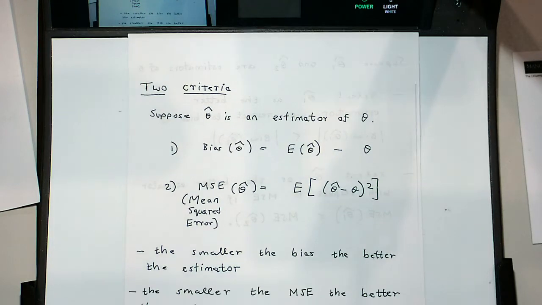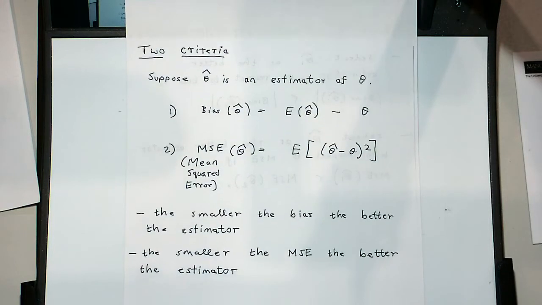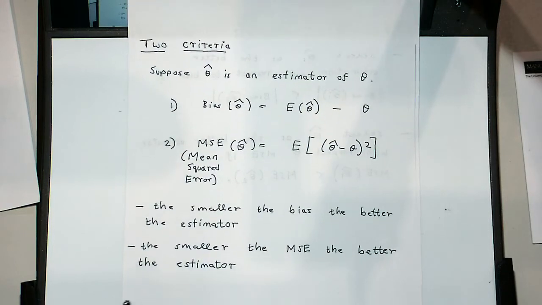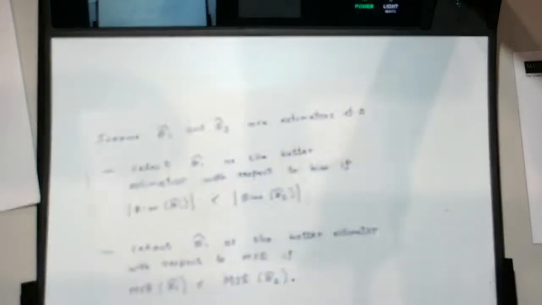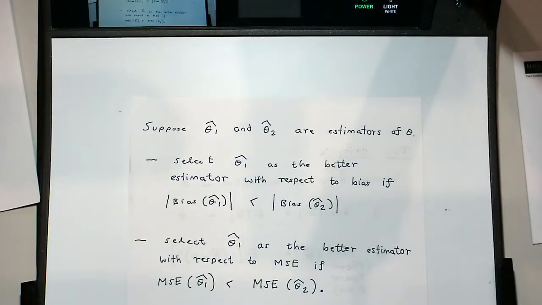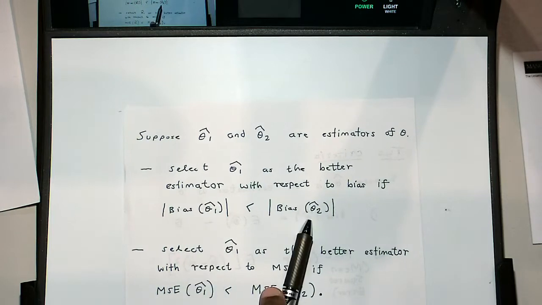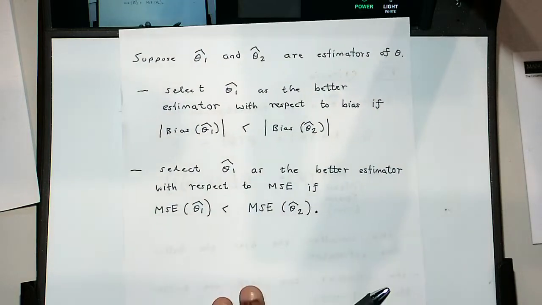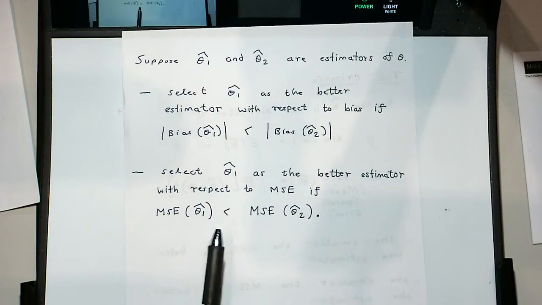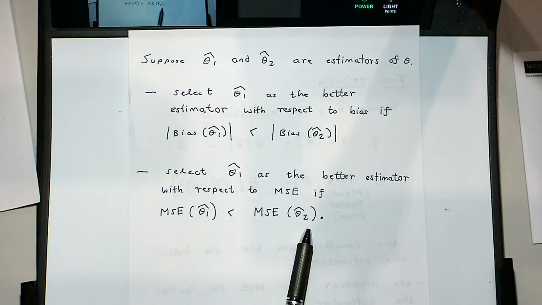So the smaller the bias, the better the estimator. And again, the smaller the MSE, the better the estimator. Right? Okay? That's what I'm saying here. So if you have two different estimators, theta 1 hat and theta 2 hat, right? Then in terms of bias, you will select the estimator theta 1 hat if this is less than this, right? In terms of MSE, you will select the estimator theta 1 hat if this is less than this, right? Okay. So those are two more definitions.